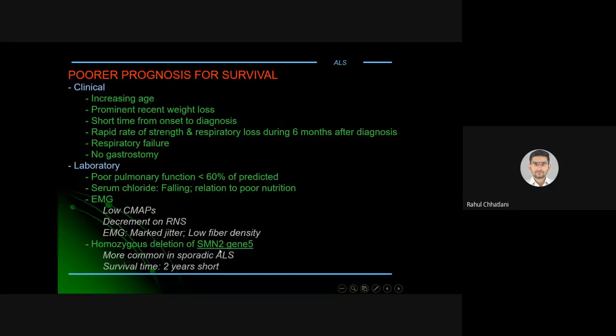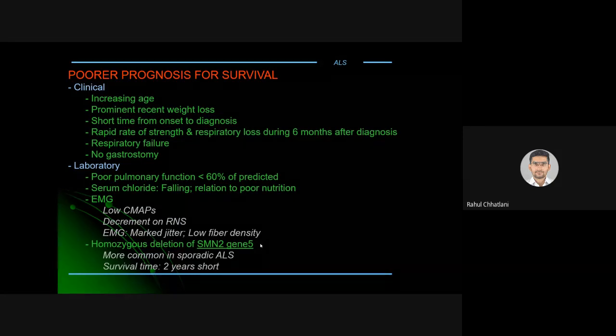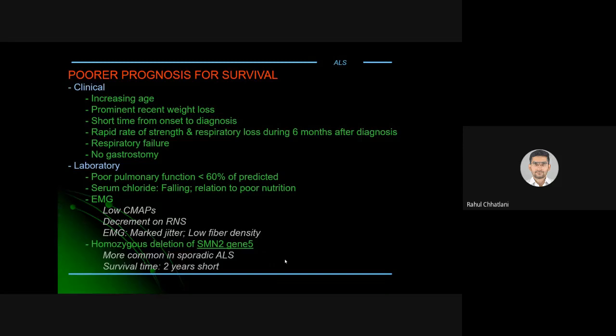Homozygous deletion of SMN2 gene 5. Now this is a specific gene that people and scientists have found from the studies. So SMN2 gene 5, remember this, this can also be asked in MCQs. SMN2 gene 5 is responsible for ALS. Yes, more common in sporadic ALS, that is acquired, which is 90 to 95%. Yes, 5 to 10% is hereditary.